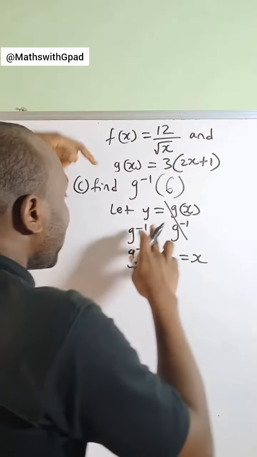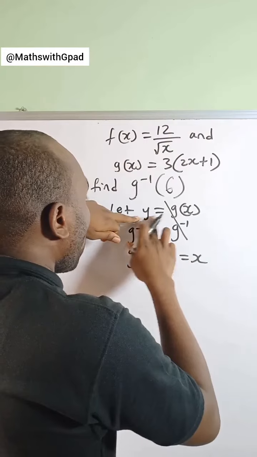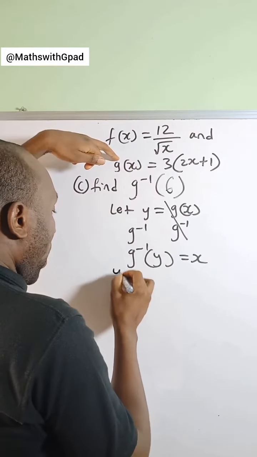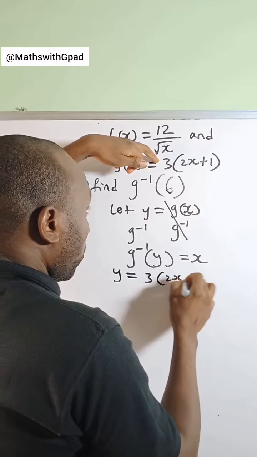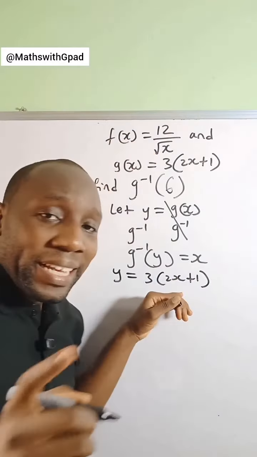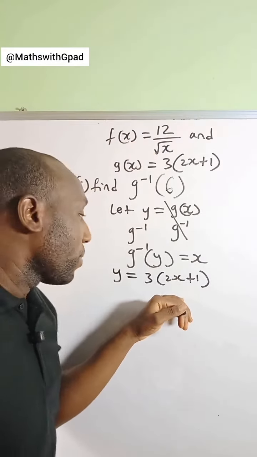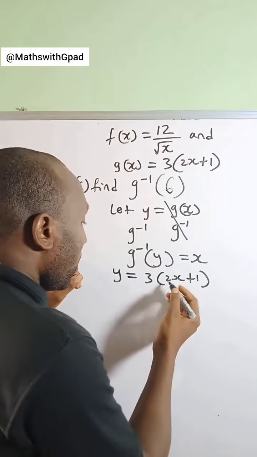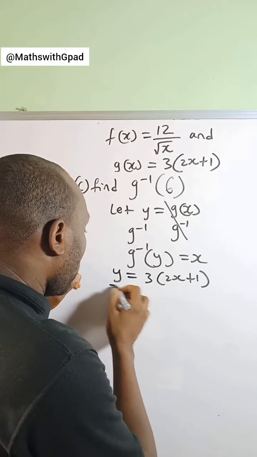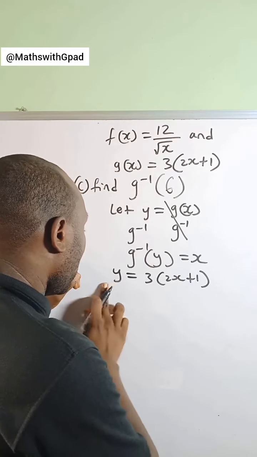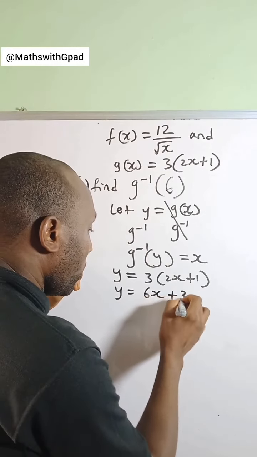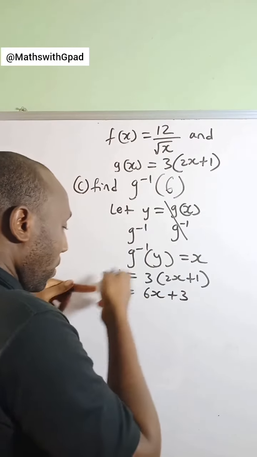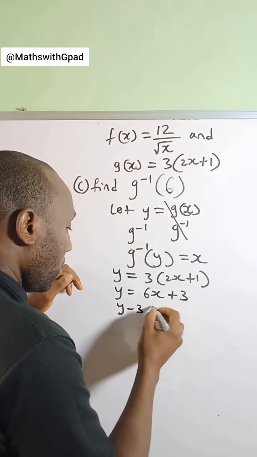Now let's come here. We said let y be equal to g of x. So keep that y is equal to what? 3 bracket 2x plus 1, right? Now we want to make x the subject of the formula. I'll tell you why as we proceed. So if you do that, let's expand this first of all. y is equal to what? 6x plus 3. If you move 3 over, you get minus 3.